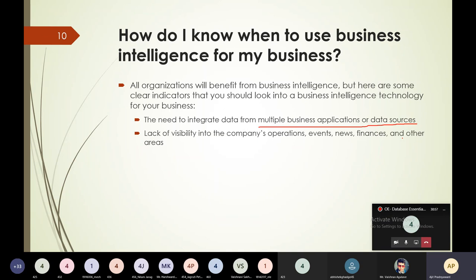Next indicator is lack of visibility into the company's operations, events, news, finance, and other areas. If you don't have clear visibility into these, in that case you can go for business intelligence. Once you go for business intelligence, all these operations, events, news, finances, and other areas will come into the picture, and at a particular point, you can link all these things in line with your strategies to improve your business.